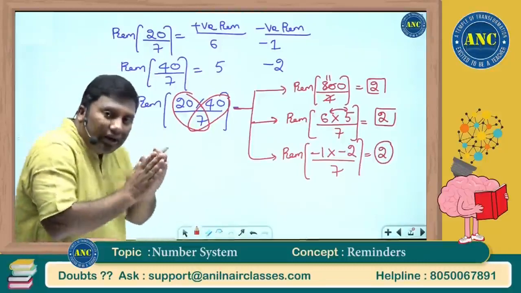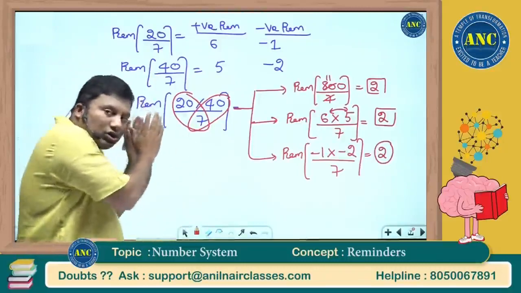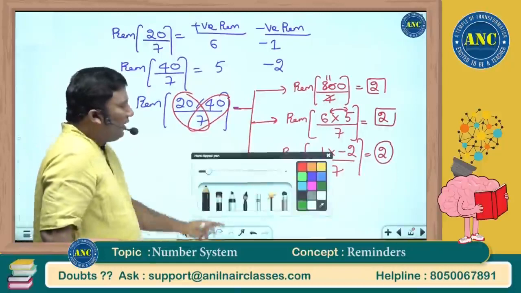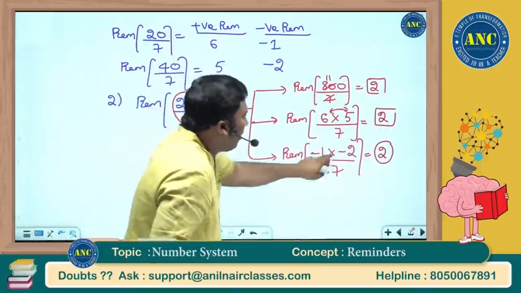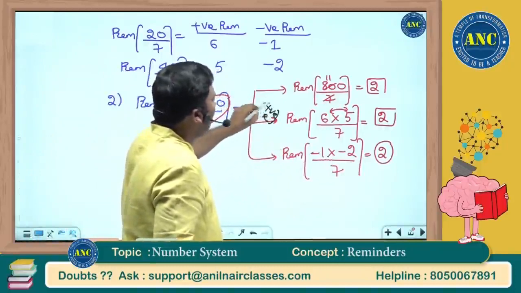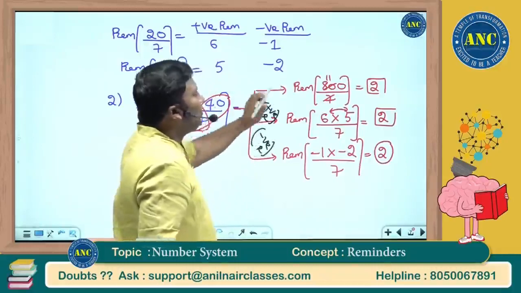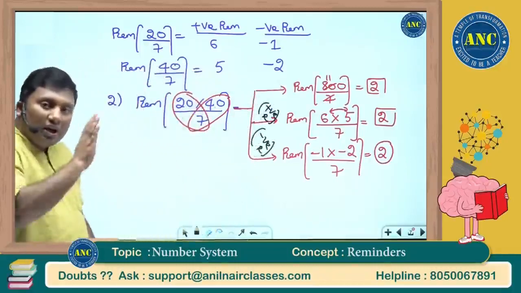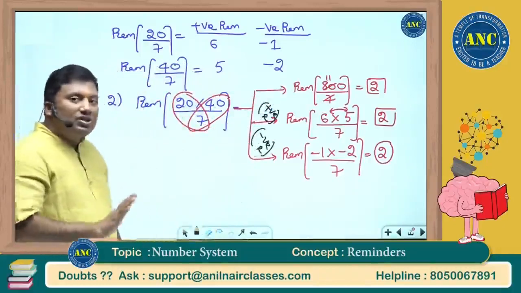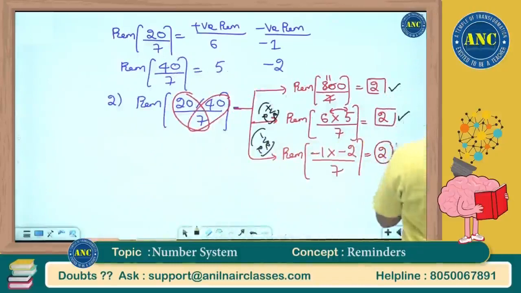Whenever you are doing plus or multiplication, similarly you can also do minus. The net result is not changing. Whether I did a positive remainder here, a negative remainder here, or a generic multiplication here, in all these three cases the answer remainder does not change.